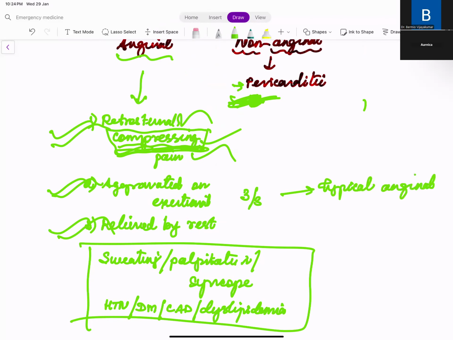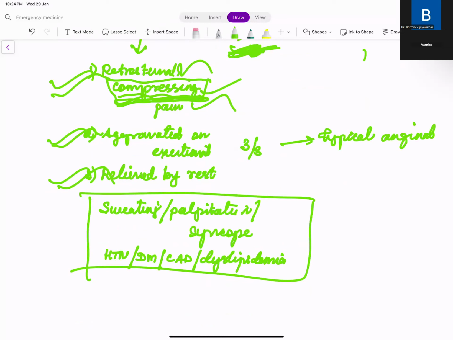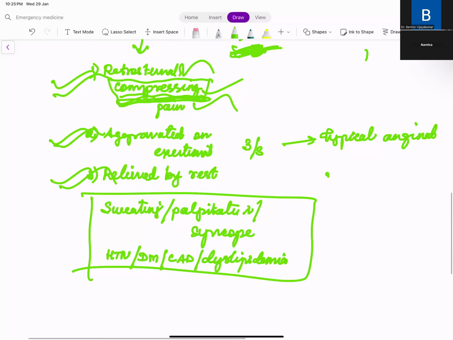But in most of the scenarios, these 3 may not be present. For example, a patient may tell it is a compressing type of chest pain, but they may tell it is present always. It may not be aggravated on exertion. Some say the pain is present, they feel better on relieving, but it's not aggravated on exertion. So we may get only 2 or 1 of these 3 features.